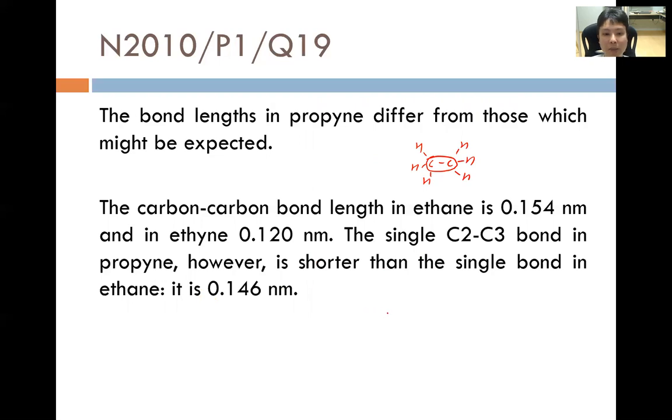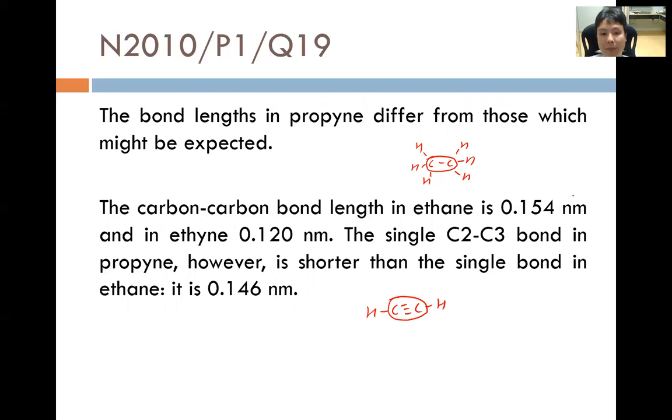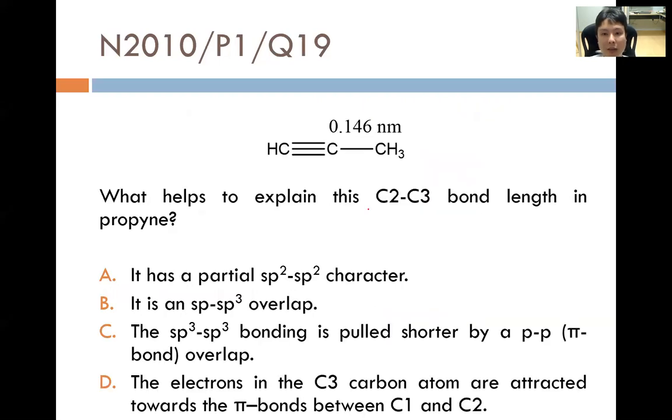In ethyne, it's 0.12 nanometers. Obviously, this one will be shorter because it's a C-triple-C bond, so it's indeed shorter than ethane. The single C2, C3 bond in propyne, however, is shorter than a single bond in ethane, at 0.146 nanometer. So we are talking about this bond, which is a CC single bond again. If it's a CC single bond, we should expect it to be the same bond length as ethane. However, this is actually shorter.